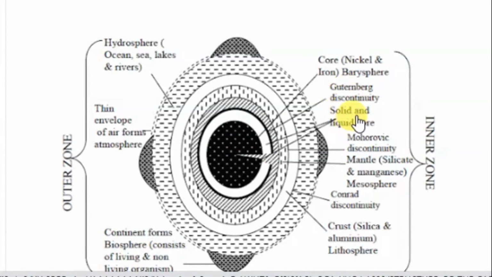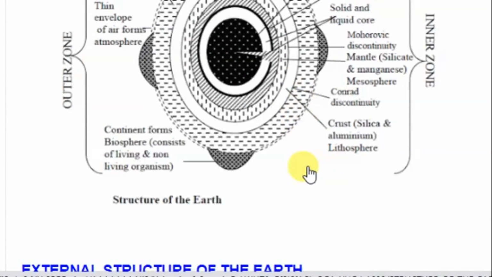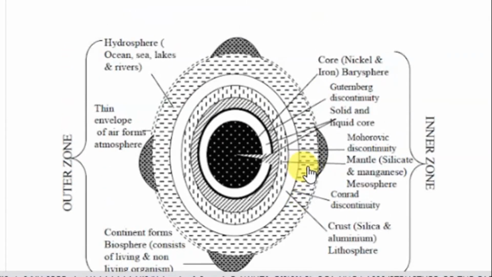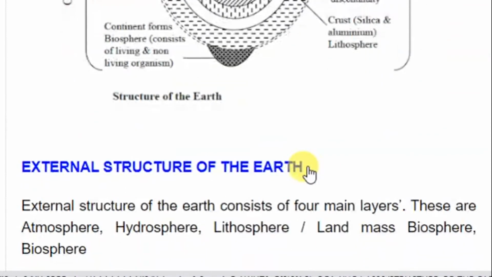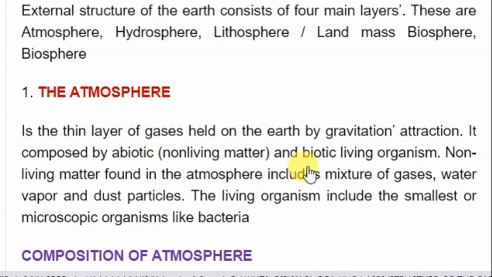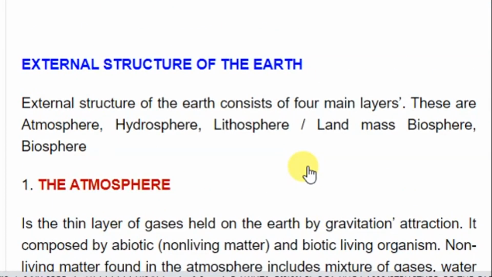As you can see, the core is made of nickel and iron. The Gutenberg discontinuity is there, which separates the mantle and the core. So that's what you need to know about the structure of the earth. In the next session, we'll be discussing the external structure of the earth.